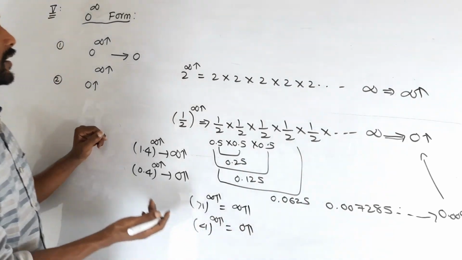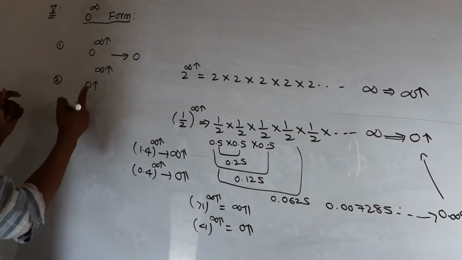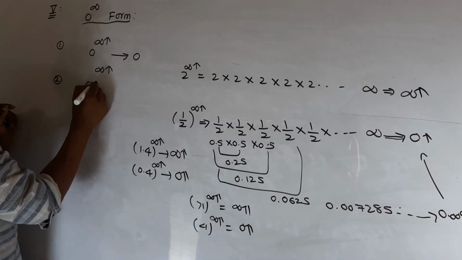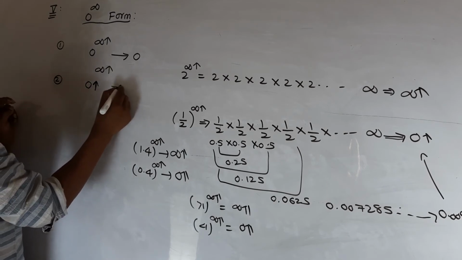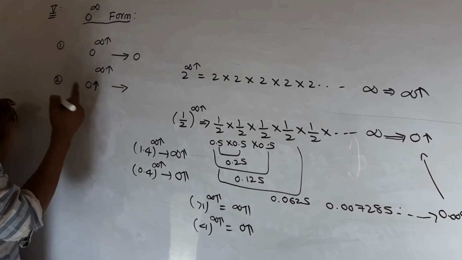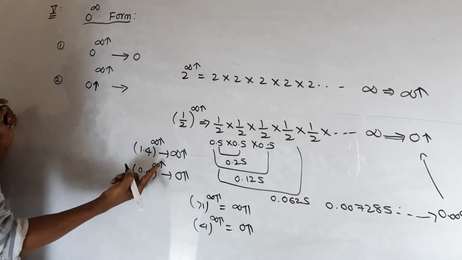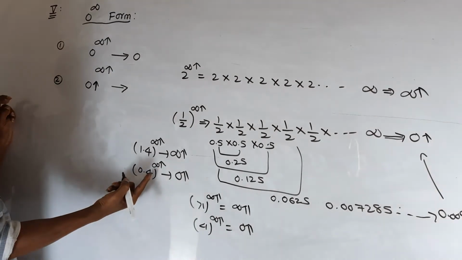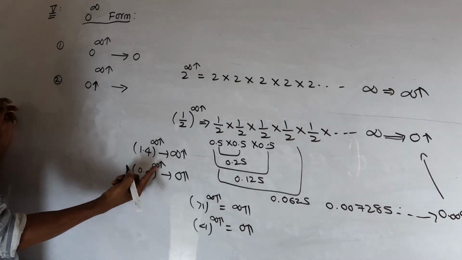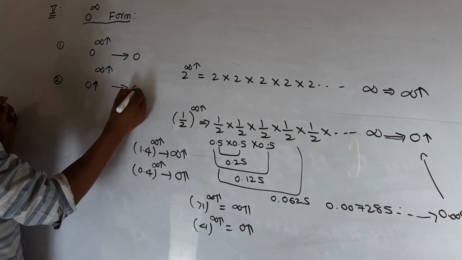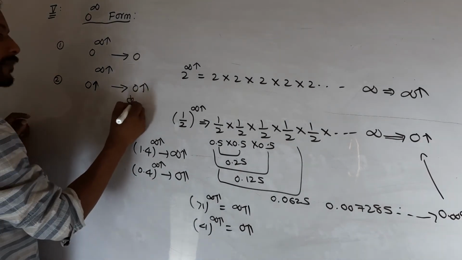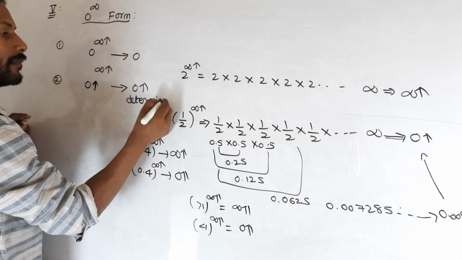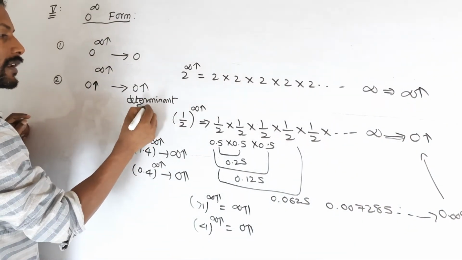Very important point. Here in 0 power infinity, the base approaches 0 and the power approaches infinity. So with base approaching 0 point some value, and the power approaching infinity, the result is always 0. It is a determinate form, not an indeterminate form.